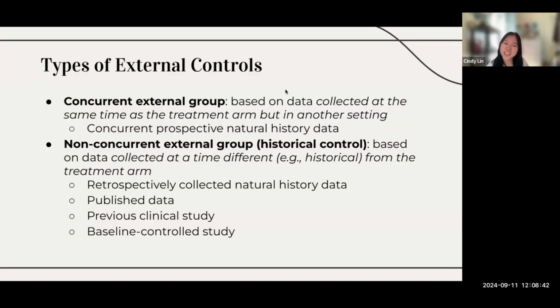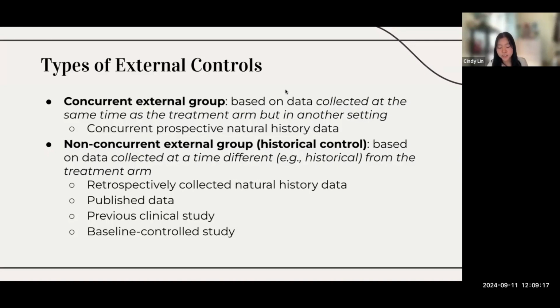The first type of external control groups that we have are concurrent external control groups, which are based on data collected at the same time as the treatment arm, but in another setting. An example of this is concurrent prospective natural history data. A natural history study is essentially an observational study intended to track the course of a disease over time with respect to variables such as demographics, genetics, environmental, and a bunch of different types of variables, and they correlate with the disease development and its outcomes.